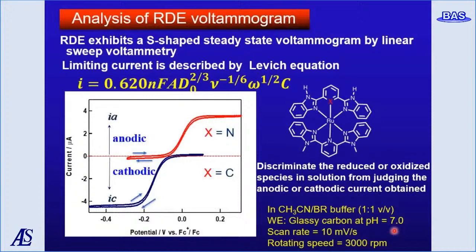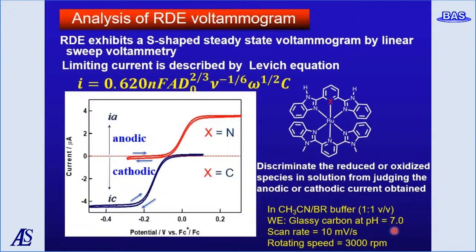RDE exhibits the sigmoidal-shaped steady-state voltammogram by linear sweep voltammetry, and the limiting current is described by the Levich equation. Since the voltammogram has a limiting current, we can discriminate the oxidation state in solution, whether reduced or oxidized species are present. As an example, again, the ruthenium bis-benzimidazole-pyridine or benzene complex.